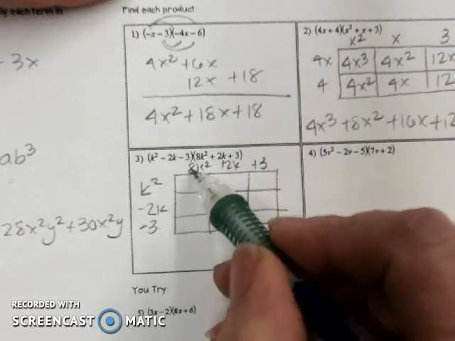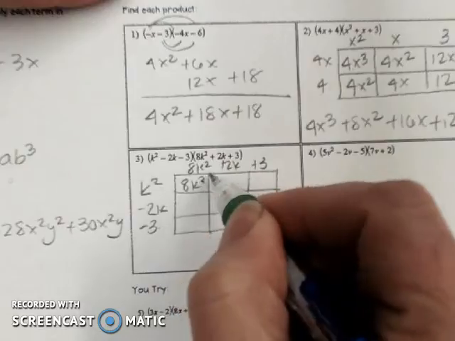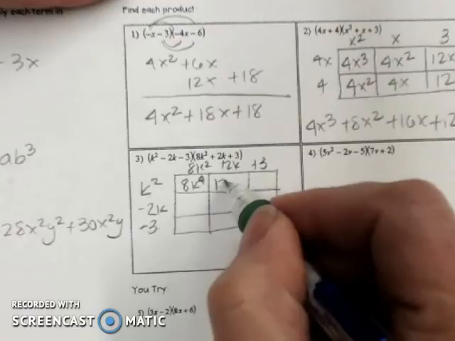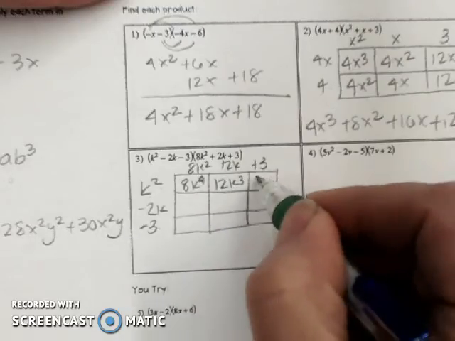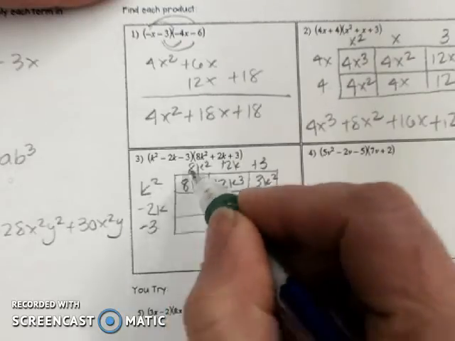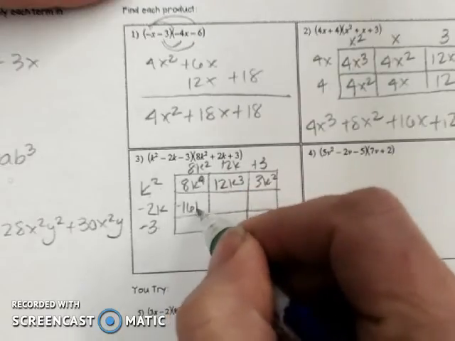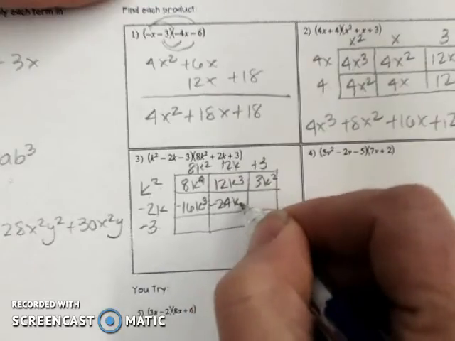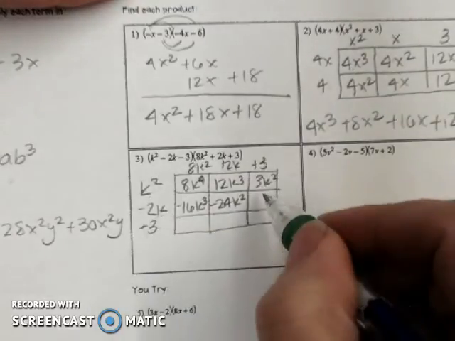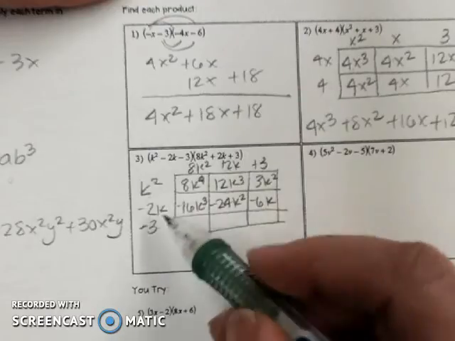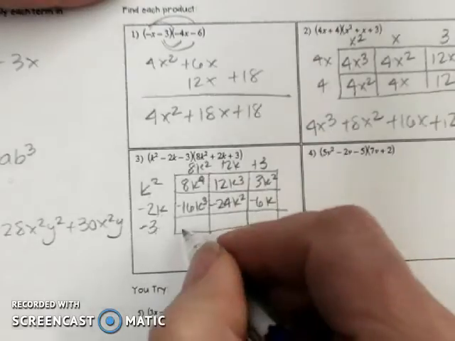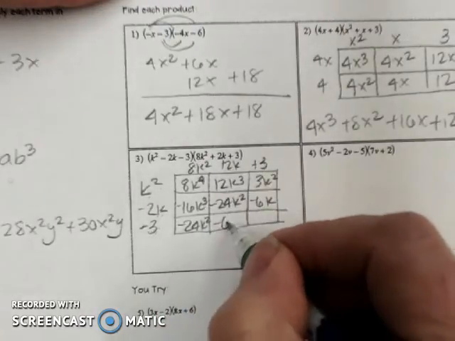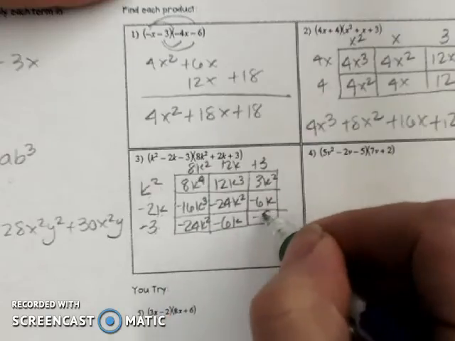And you multiply: 8k cubed, 8k to the 4th, 12k cubed, 3k squared, negative 16k cubed, negative 24k squared, negative 6k. Now the negative 3. That's going to give me a negative 24k squared. That's going to give me a negative 6k. That's going to give me a negative 9.